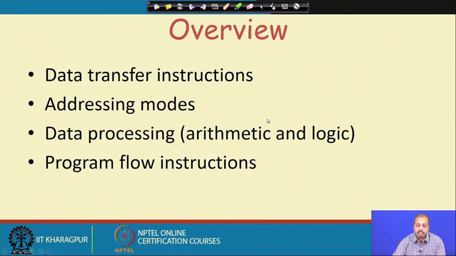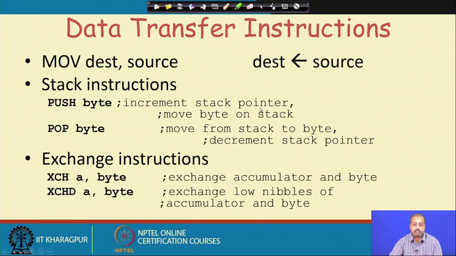Going towards the assembly language instructions of 8051, we can visualize them from different angles: the data transfer instructions, then the addressing modes in which this data is accessed, then the data processing instructions like arithmetic and logic operations, and some program flow instructions like jump and call, which will control the flow of the program. The first category is the data transfer instructions.